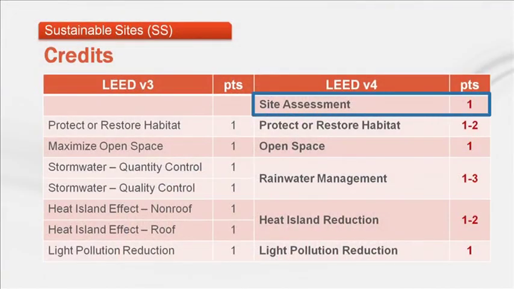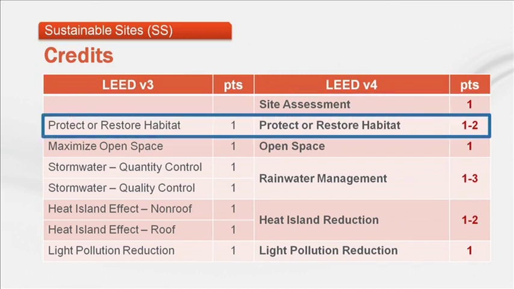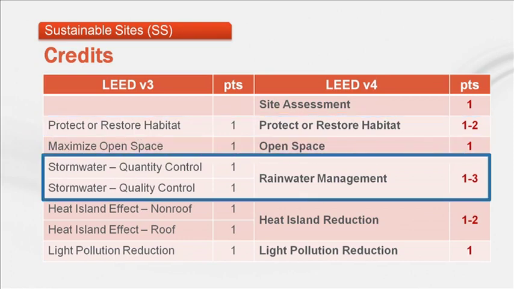A new Sustainable Sites credit awards a point for conducting an early survey of the site conditions as related to topography, climate, vegetation, soils, human health, and others. Also note that the Protect or Restore Habitat credit is worth an additional point in version 4. The rest of the credits in this category have only minor changes. Previously, stormwater quantity and quality control were separate credits. In V4, they have been combined into one credit called Rainwater Management, which is now worth up to 3 points.